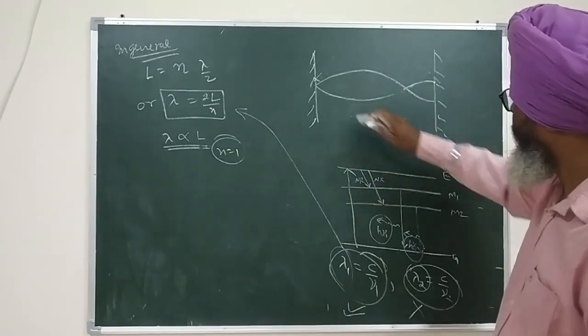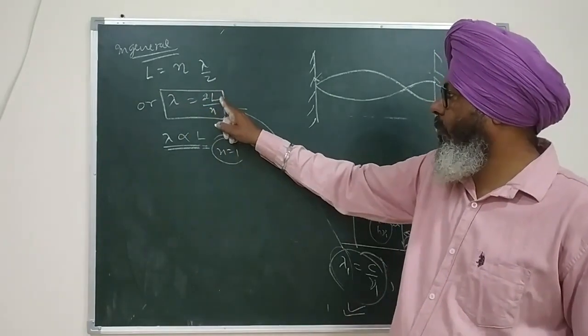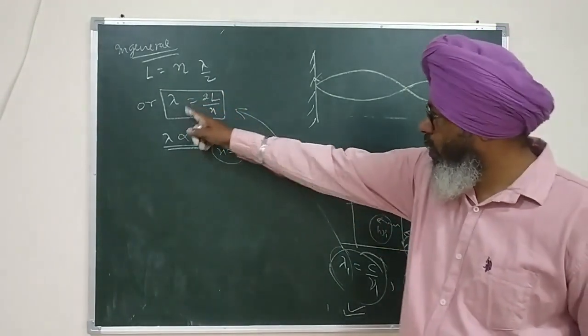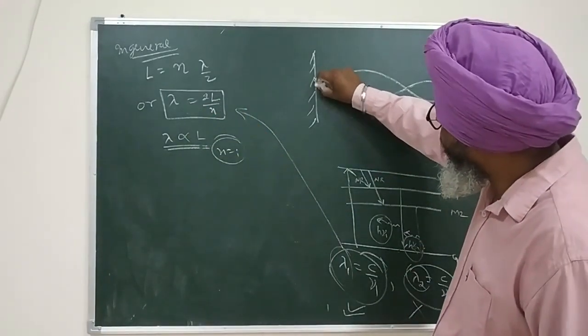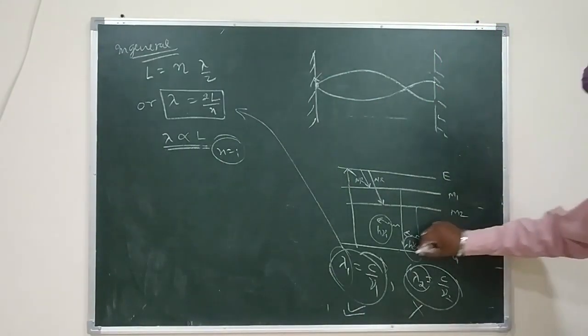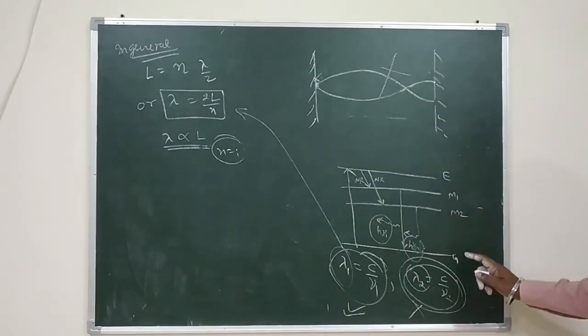Like this, because lambda 1 is actually equal to 2L upon n for a given value of n, and lambda 2 is not equal to 2L upon n. Therefore, one of the endpoints will be a node, but the other point will not be a node for lambda 2. So stationary wave pattern formation is not possible for lambda 2.